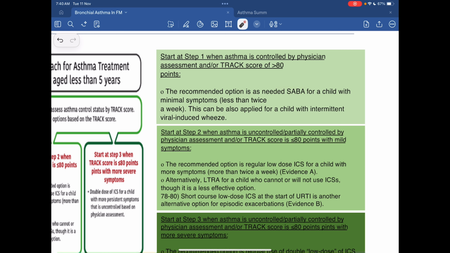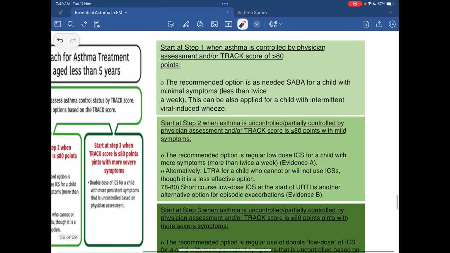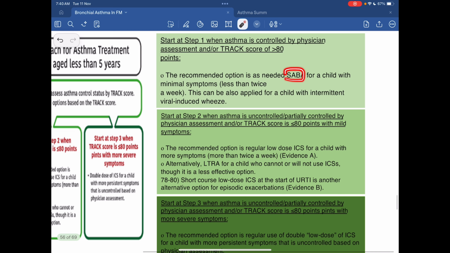هذا عكس ال children اللي from 5 to 12، هذيك ما ياخذون SABA. There's SABA، and also إذا كان intermittent viral induced wheeze، also SABA.